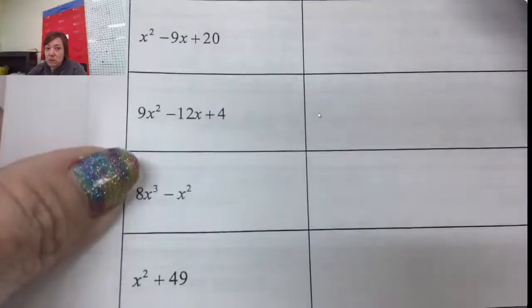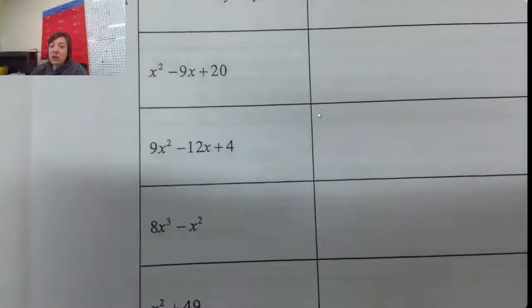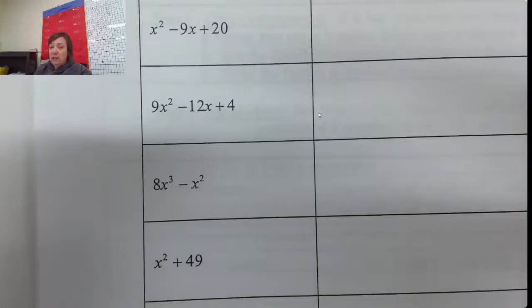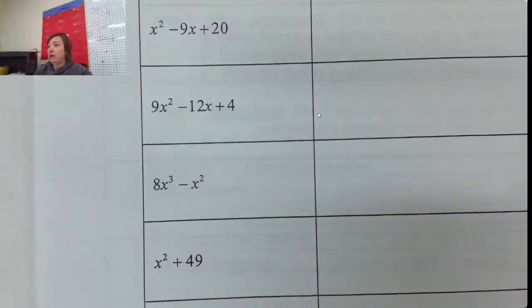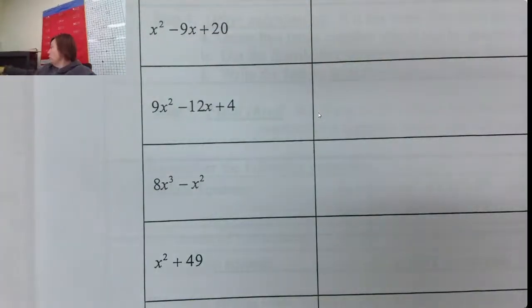All right, so let's look at this one right here. This one, x squared minus 9x plus 20. Now, this x squared minus 9x plus 20 does not have a greatest common factor. There's not something we can take out of all three of those terms. They don't have anything in common. So for this one, we're going to do what some teachers call the reverse FOIL method. Have you ever heard of the reverse FOIL method?